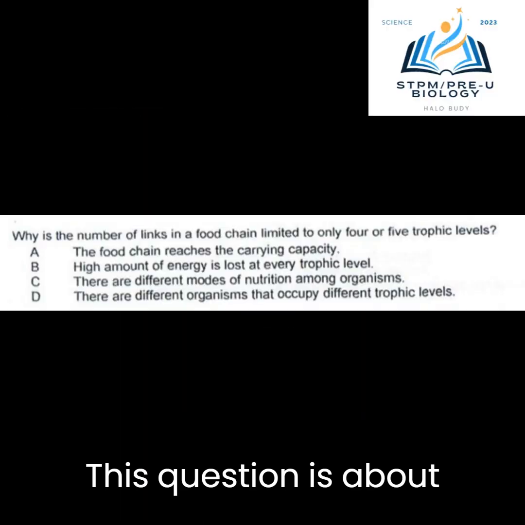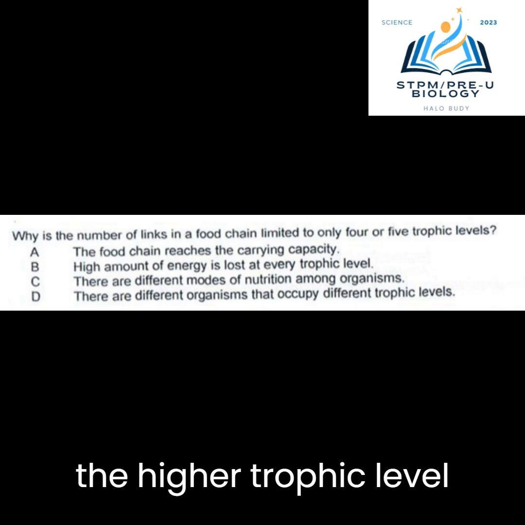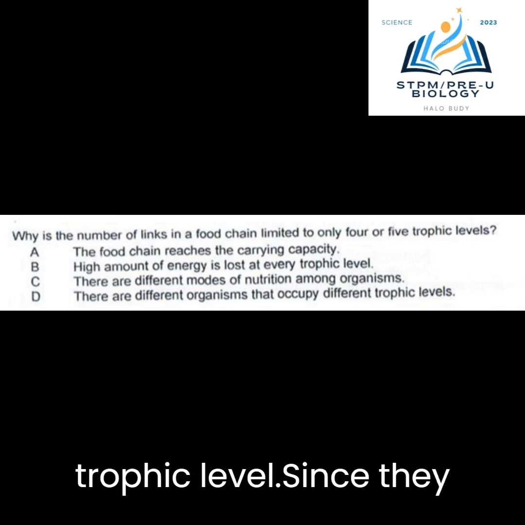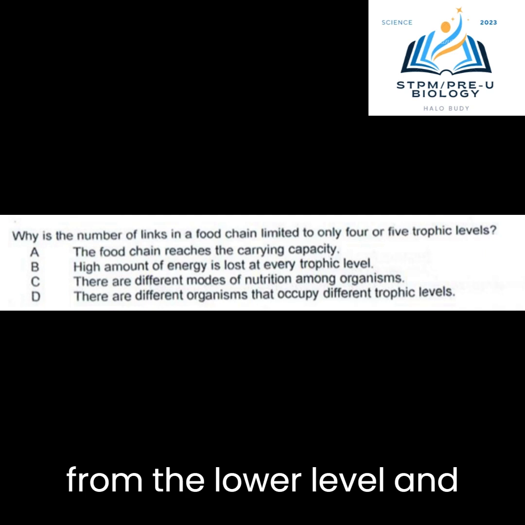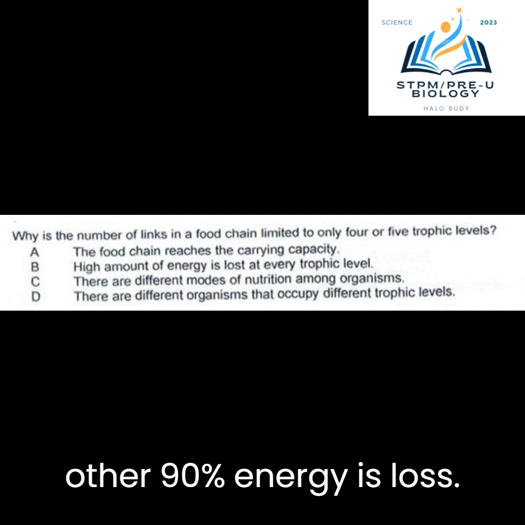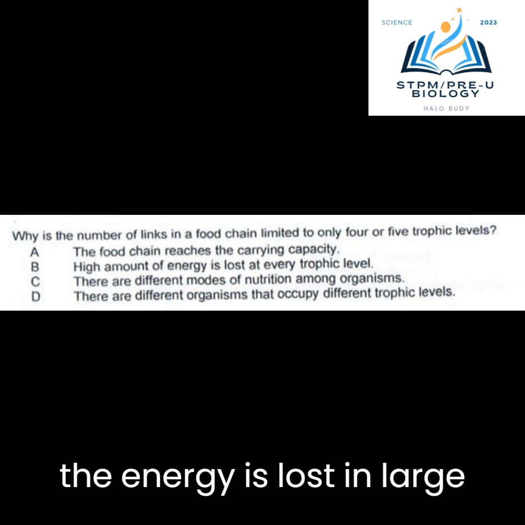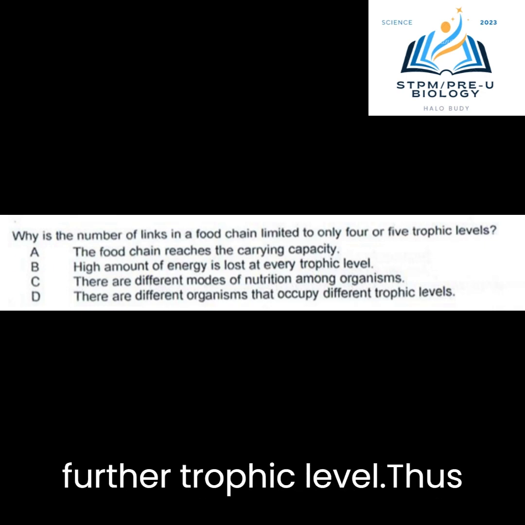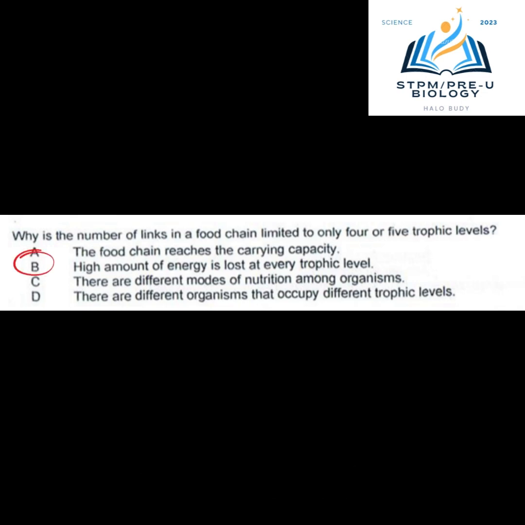This question is about energy flow. In the food chain, higher trophic level organisms will obtain less energy from the lower trophic level, since they can only obtain 10% energy from the lower level and the other 90% of energy is lost. Hence, in every trophic level, energy is lost in large amount, and only a little energy can be transferred to the next trophic level. Thus, B is the most suitable answer.